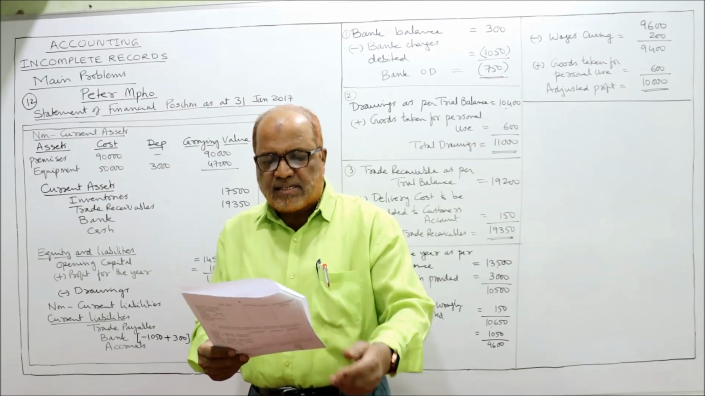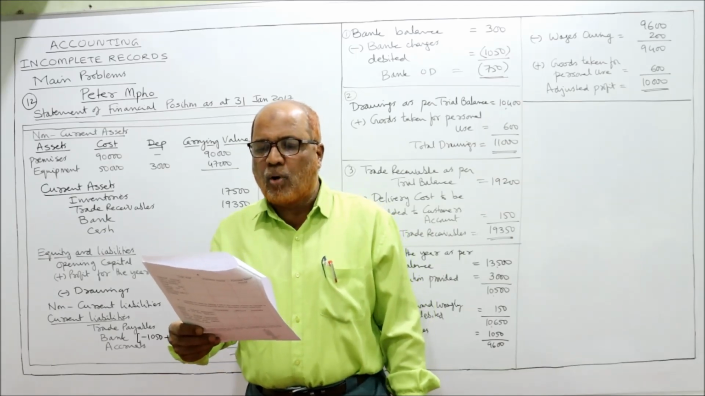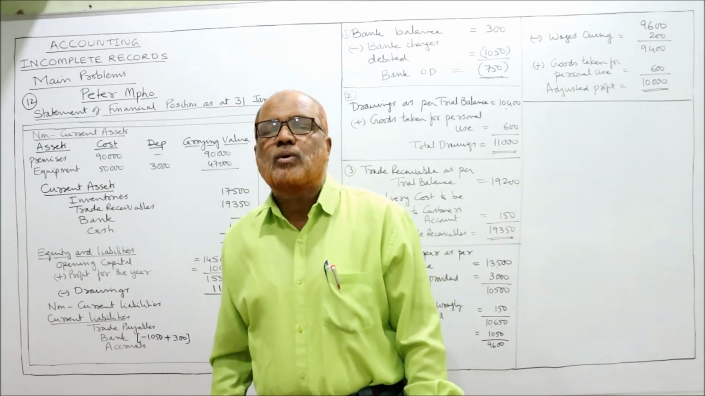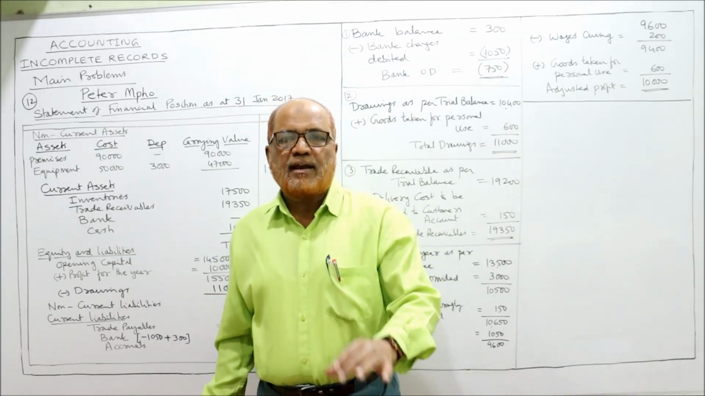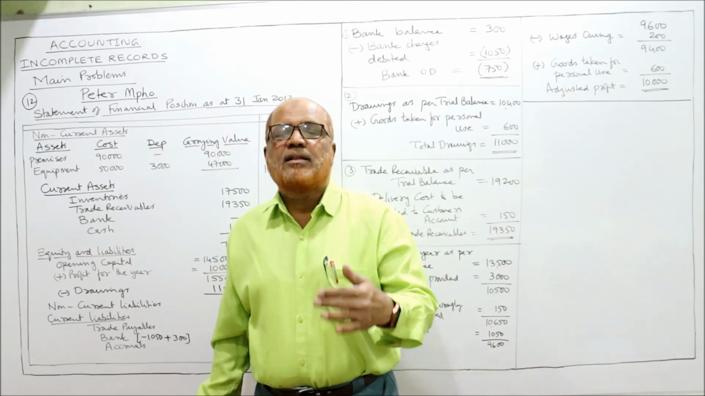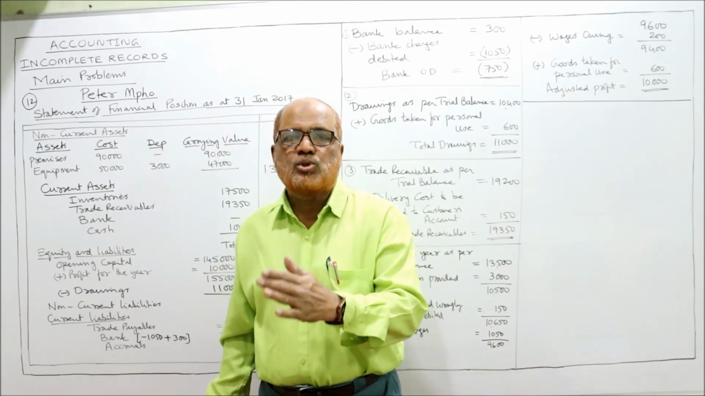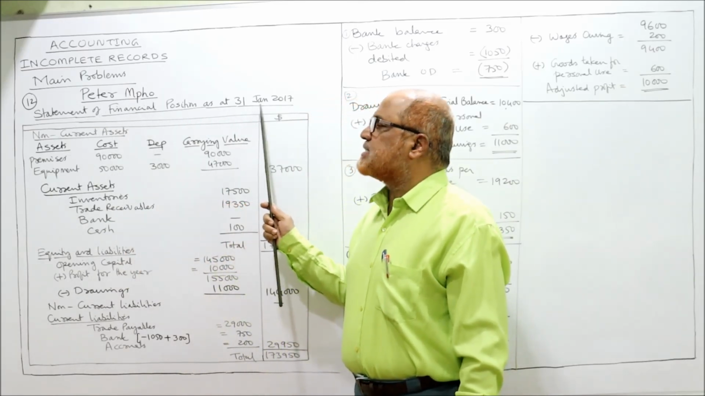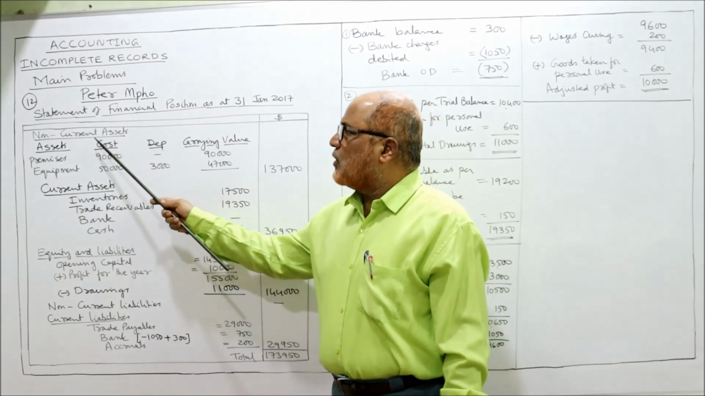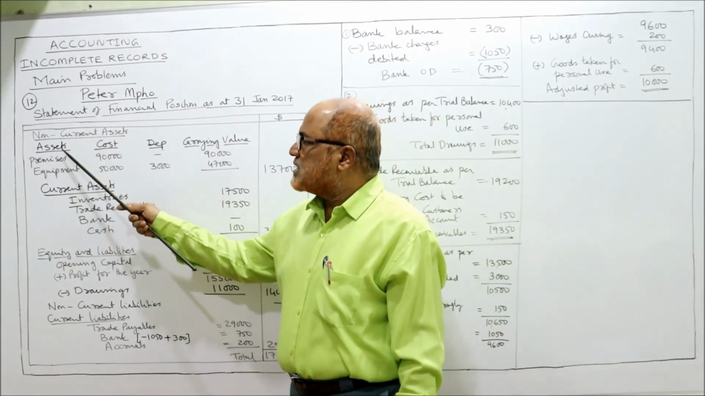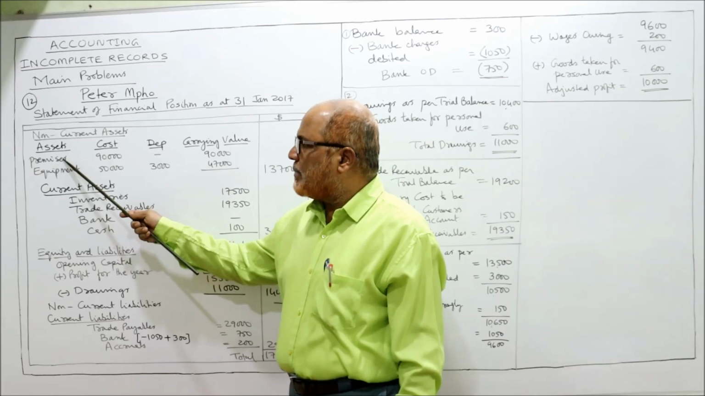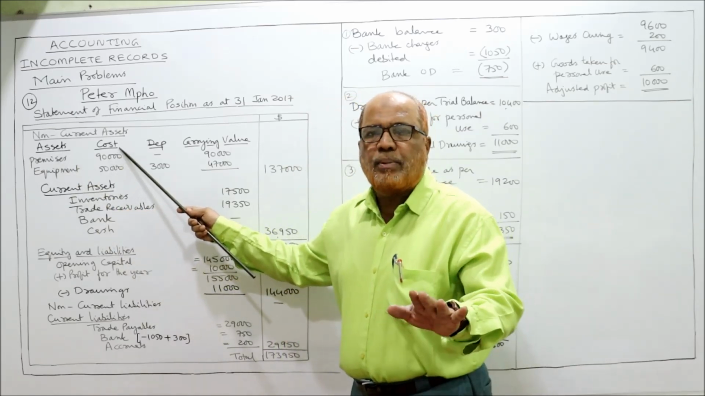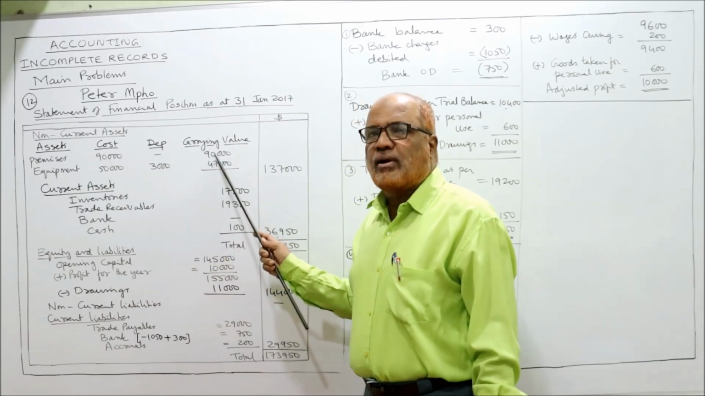Then prepare a statement of financial position for Peter 4 at 31st Jan 2017, taking the above matters into account. After considering all these additional points, prepare the statement of financial position. So here you can see Peter 4, statement of financial position as at 31st Jan 2017. First of all, non-current assets. Two assets are the premises and equipment. The premises 90,000 value, no depreciation at all. So same carrying value 90,000.